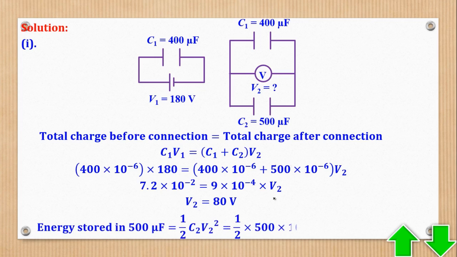Now that I've got PD, I can get the energy stored in the 500 microfarad. So it will be a half CV squared. C is that and V is that. So we come up with 1.6 joules as the energy stored. So that was Roman 1.